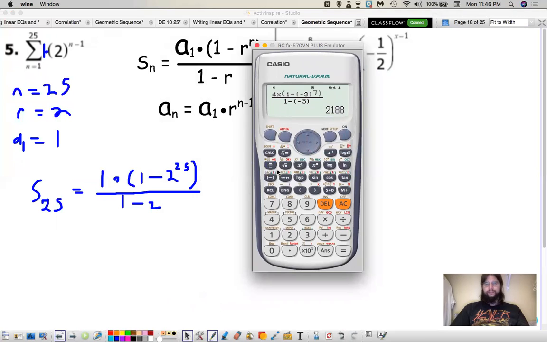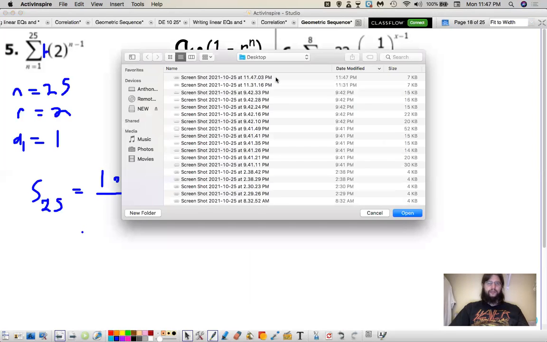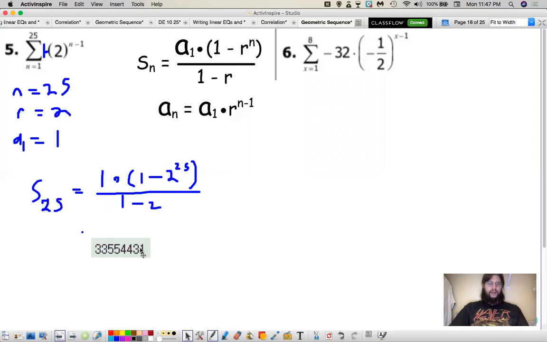Plug it in. Sorry. 1 times 1 minus 2 to the 25, over 1 minus 2 gives us that. Definitely not going to type that. I'm just going to copy and screenshot that. Let's paste this. All right, so that's S25. I'm going to pause the recording real quick, and I'll be back in a few minutes.